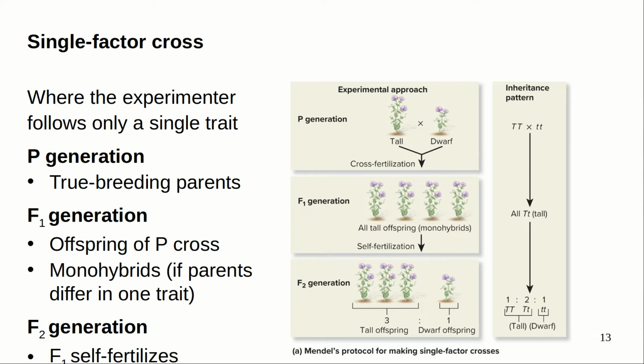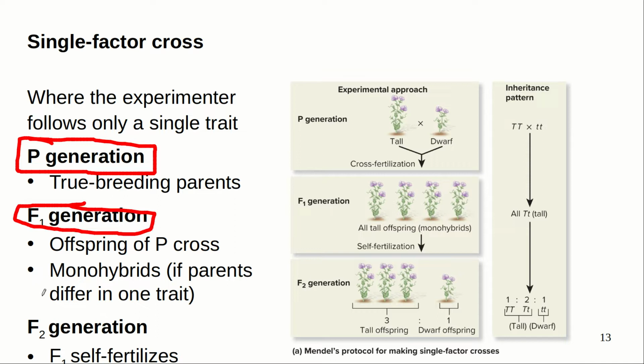Now you do need to know this. So P generation stands for parent generation. So I'm going to start out breeding plants, and the first two plants I start with are going to be the P generation. The F1 are the children. The F2 are the grandchildren. All right. Know that at least.